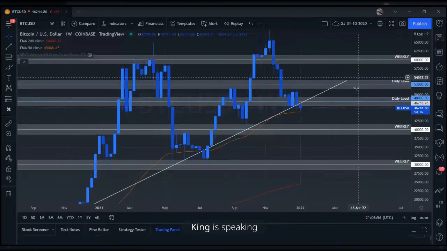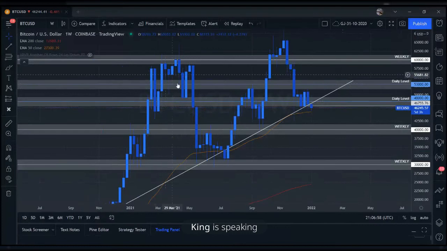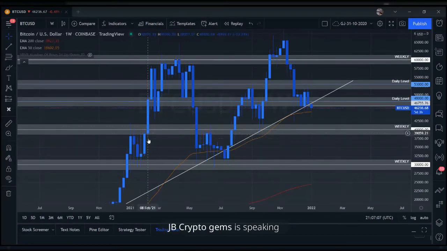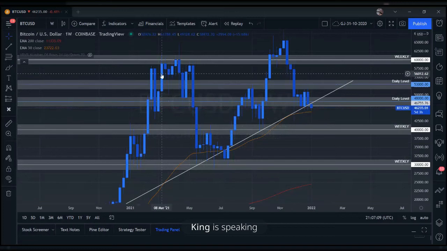And you can see that between these levels, there's just a lot of previous areas of bounces, swings, and other things. What you saying, bro?